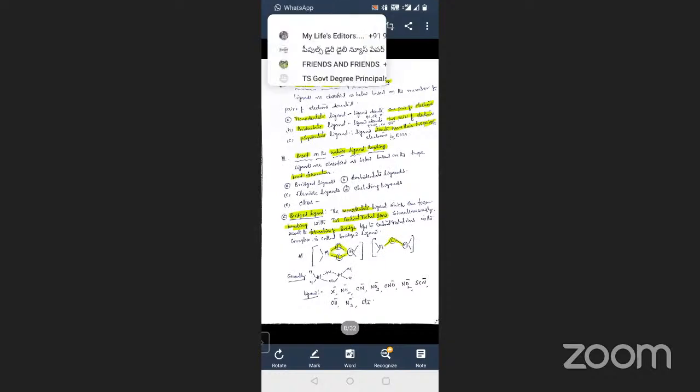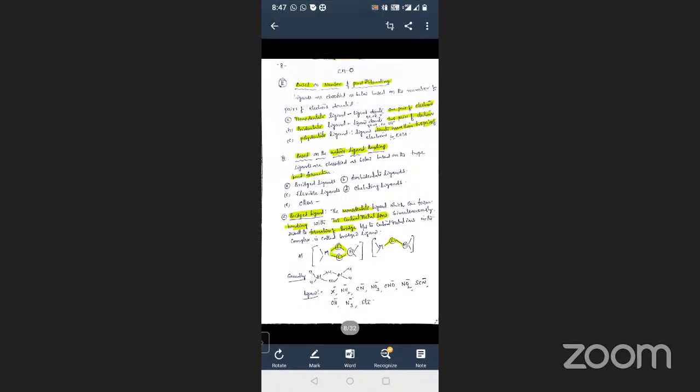Based on the number of pairs donated. Second type ఏంటంటే based on the number of pairs donated. If the ligand donates one pair, that is a monodentate ligand. If the ligand donates two pairs, that is a bidentate ligand. If the ligand donates three pairs, that is a tridentate ligand. Four pairs, tetradentate, pentadentate, hexadentate.